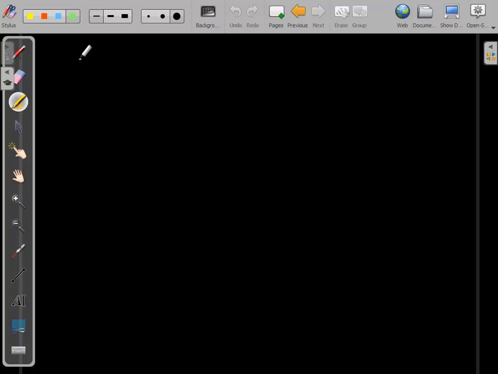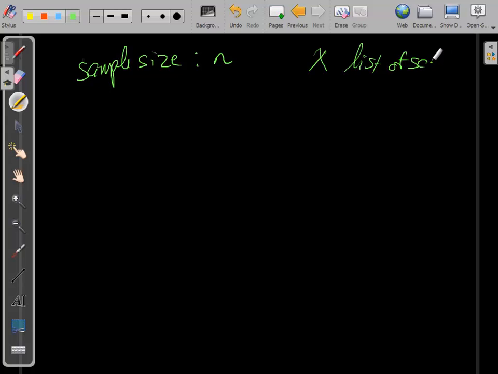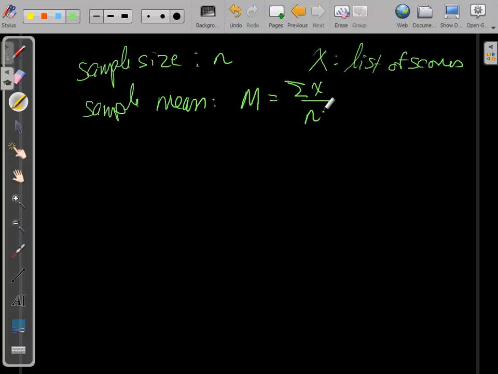Let's suppose we sampled lowercase n scores from our population, so our sample size is lowercase n. If we look at those scores, x would be our list of scores. When we compute the sample mean, everything's the same. Our sample mean, big M, is equal to the sum of the x's divided by lowercase n. That's exactly the same as the population mean. We just changed out the lowercase n.